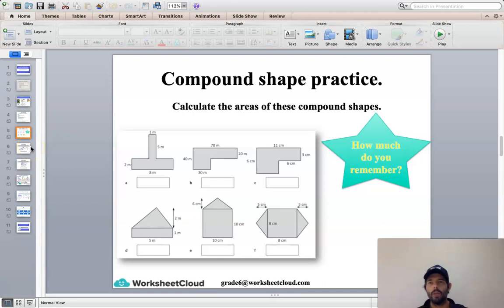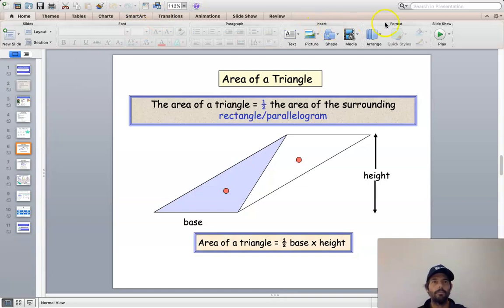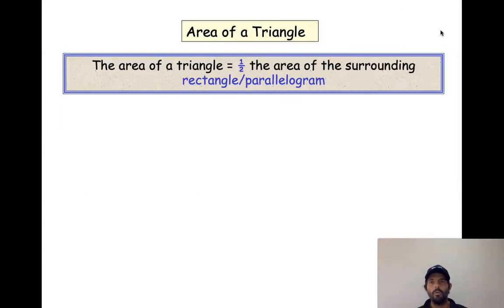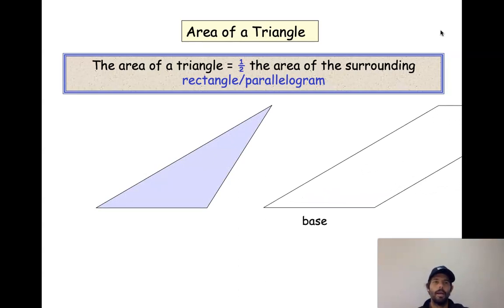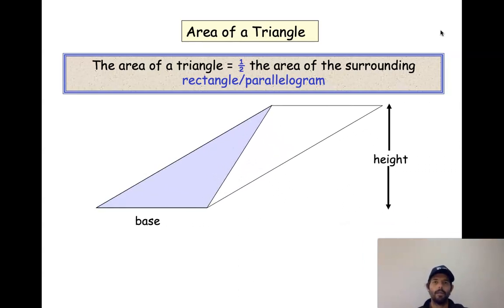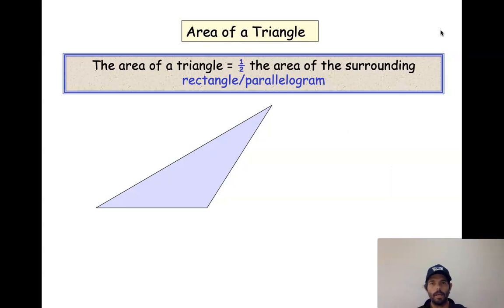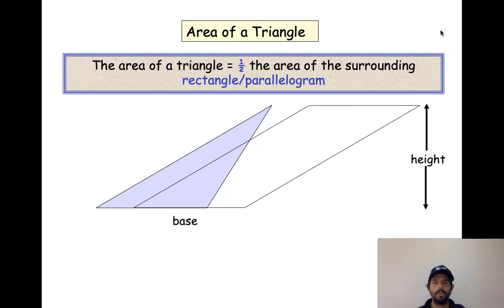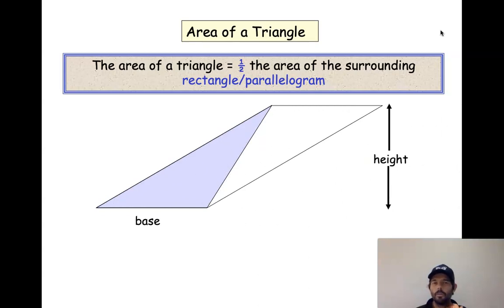Okay, I'm going to go a little bit deeper into the area of a triangle. To start off with, and I know I've already drawn it for you, the area of a triangle is half the area of the surrounding rectangle or parallelogram. On the Google Jamboard, I would have drawn a rectangle for you, but here we've drawn a parallelogram, and you can see that the triangle fits into half of the parallelogram.